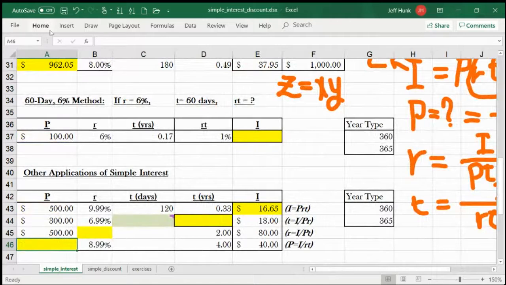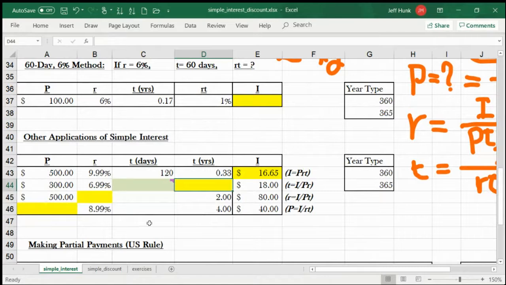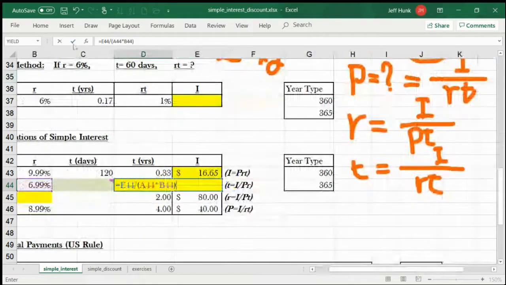Now we can do this easily. So here, our goal is to find t. So t is then I divided by t times r. Okay. Now, don't forget, you have to put parentheses in the denominator. Why? Now think about it.